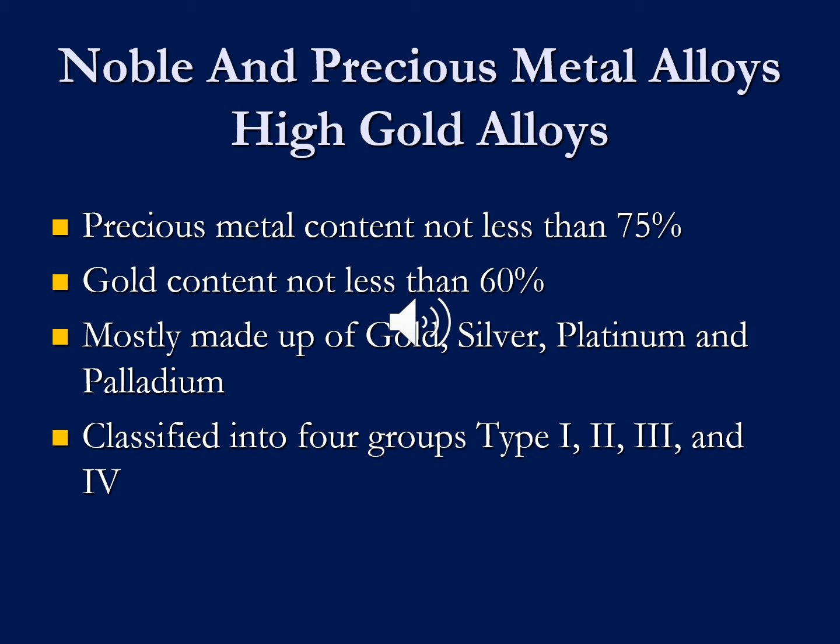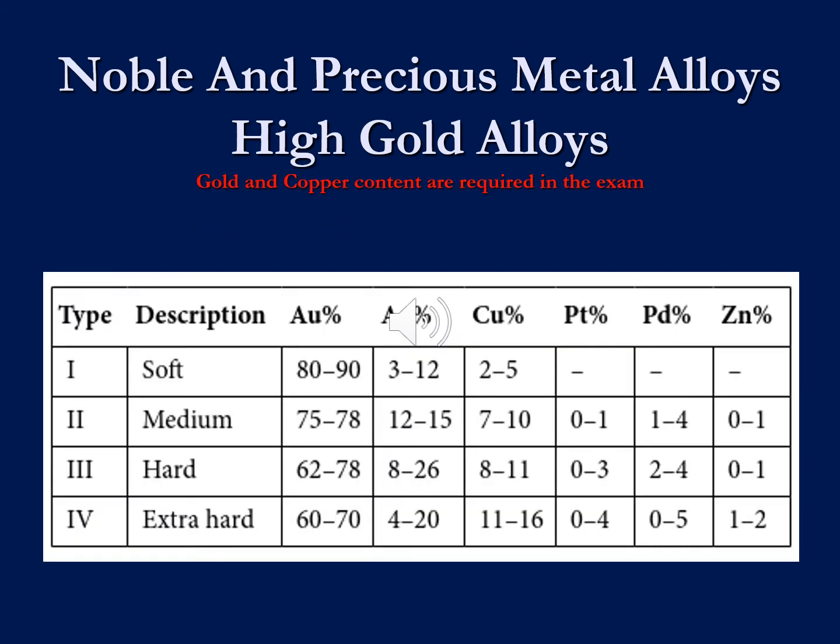into 4 distinct groups. As you can see, we have 4 types of high gold alloys: soft, medium, hard, and extra hard. The soft has 80 to 90% of gold, the medium has 75 to 78% of gold, the hard has 62 to 78% of gold, and the extra hard has 60 to 70% of gold.